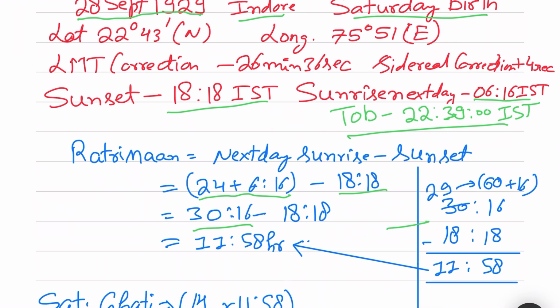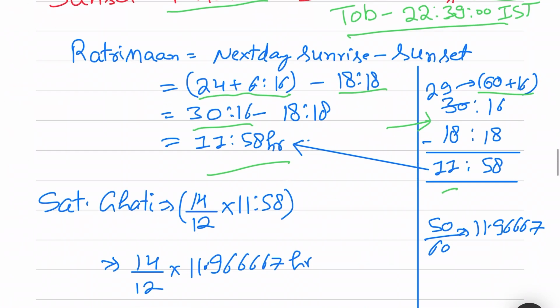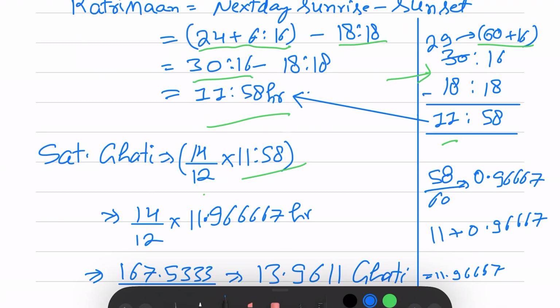Here I have shown the calculation: 16 is less than 18, so we take a carry, it becomes 60 plus 16 minus 18, which is 58, and now it becomes 29 minus 18, which is 11. So the Ratriman value is 11 hours 58 minutes. As covered here, for Saturday night birth, the Ghati value is 14. So we calculate 14 by 12 into 11 hours 58 minutes.